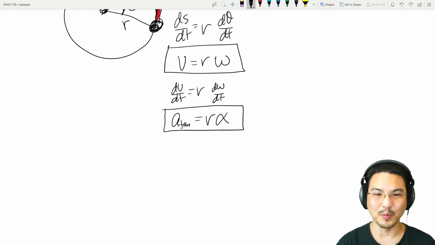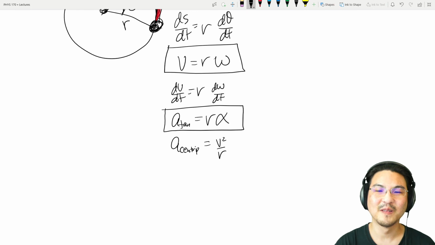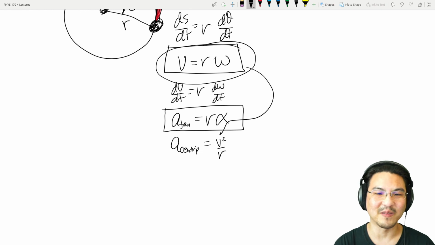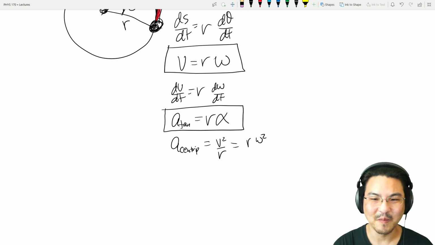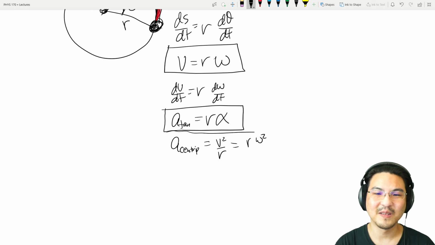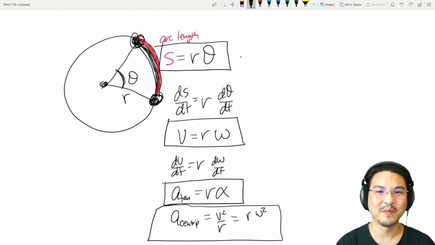And then what is centripetal acceleration? You remember it's v squared over r. But look at v. v is r omega, right? So let's plug that in right here. r squared, omega squared over r. And then see there's r squared over r, so let's get rid of that. Okay, so this is centripetal acceleration in terms of angular velocity. Okay, so this is the relationship between linear and angular.